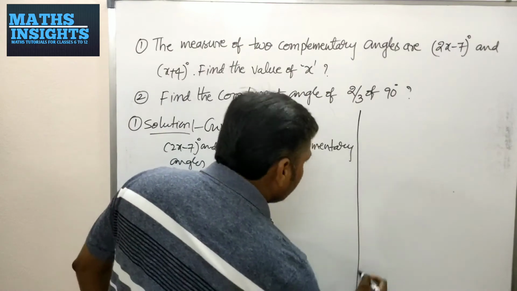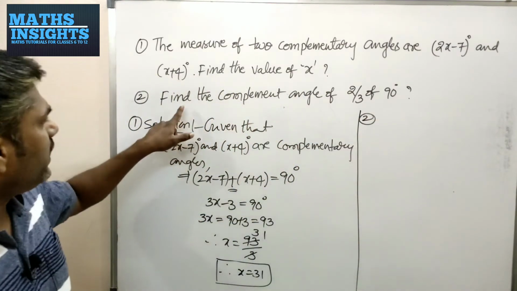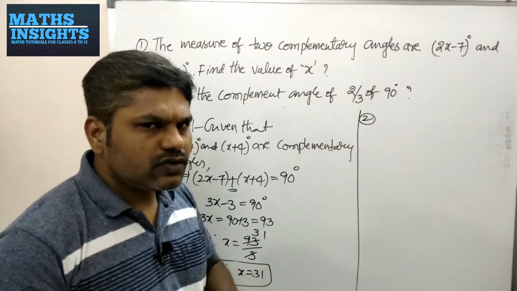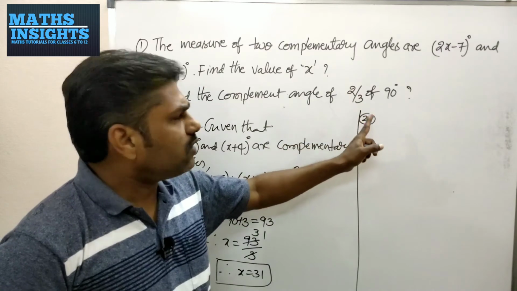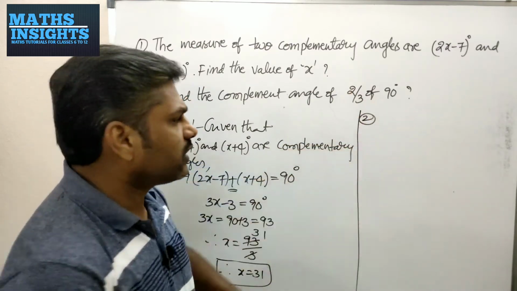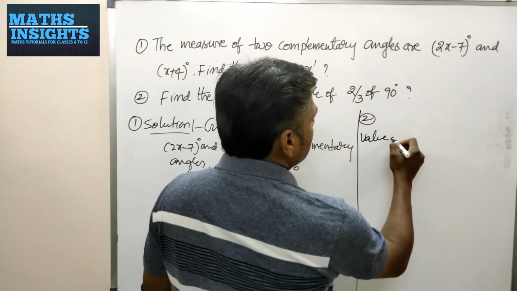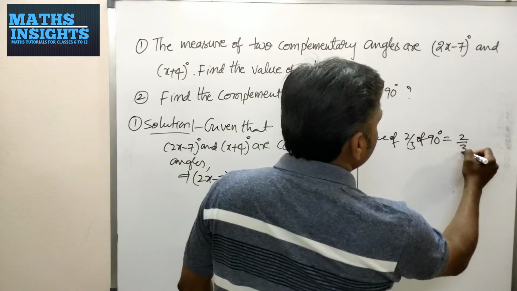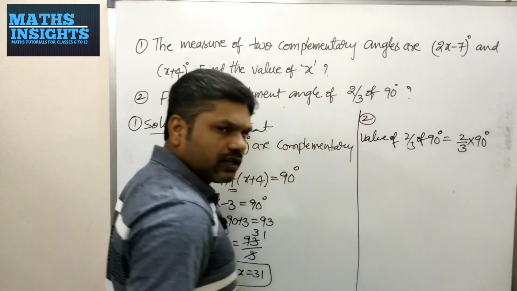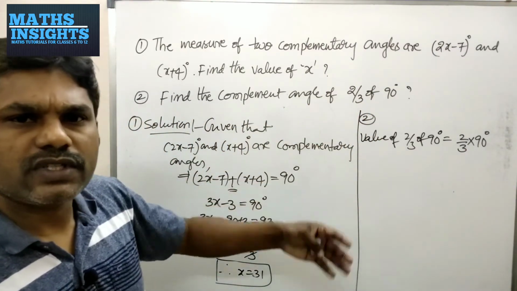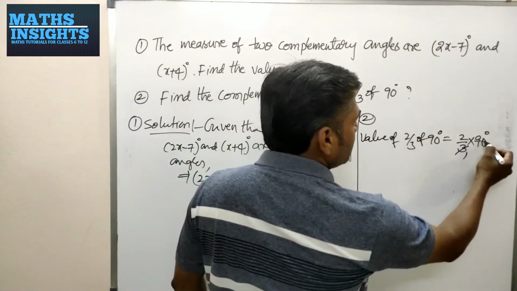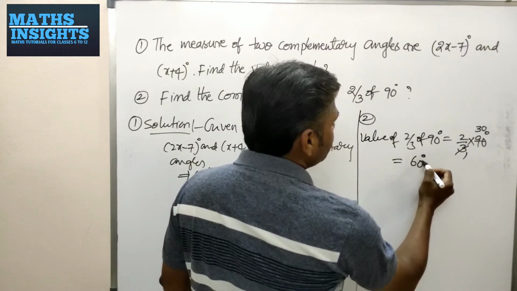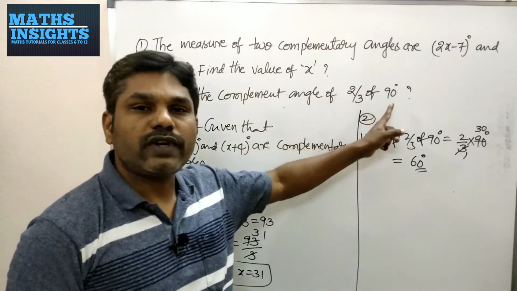Going to the second one, which is very easy. Find the complement angle of 2 by 3 of 90 degrees. First we have to find what is the value of 2 by 3 of 90 degrees. The value of 2 by 3 of 90 is equals to 2 by 3 into 90. You have to find the part of this 90 degrees, then you will get 3 1s are 3, 3 3s are 9, 0. Therefore 2 3s are 60. 60 degrees is the 2/3 of 90 degrees.